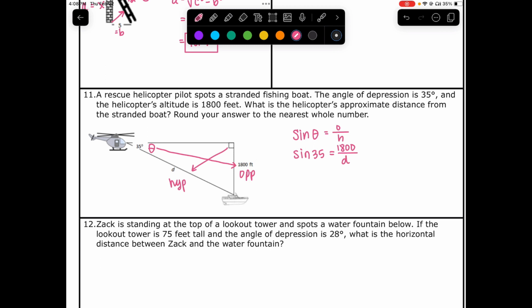Since x is at the bottom, or in this case, d, we're going to divide. So the fraction number always goes first. All right, 1800 divided by sine 35 would give us 3,138, and we're rounding to the nearest whole number, so no decimals. After this was 0.2, so that's going to round to 3138 even.